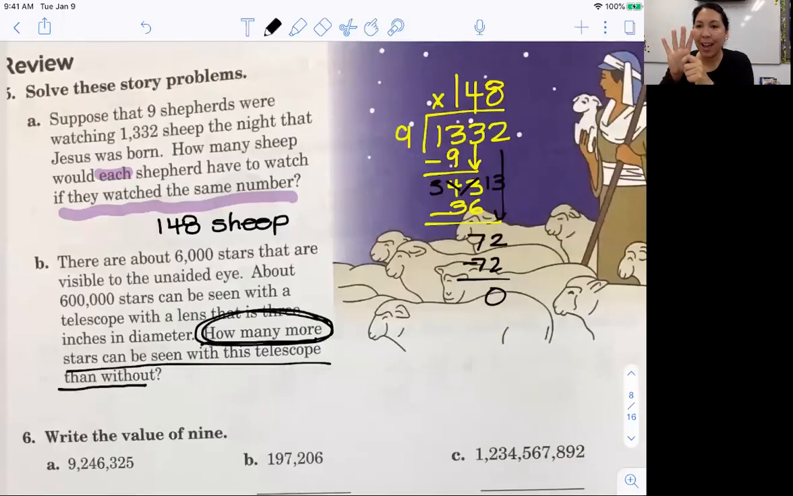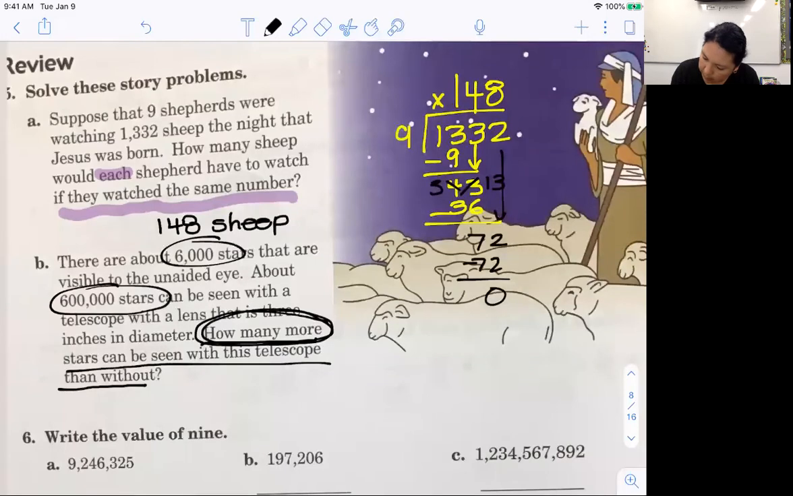Yeah, subtract, right? 5 minus 1 is 4. I could see 4 more stars with the telescope than with just my eye, right? And so that's kind of a good way to try your word problems. Make the number smaller and see if it helps. Okay, so let's subtract here. We're going to do 600,000 stars minus 6,000.